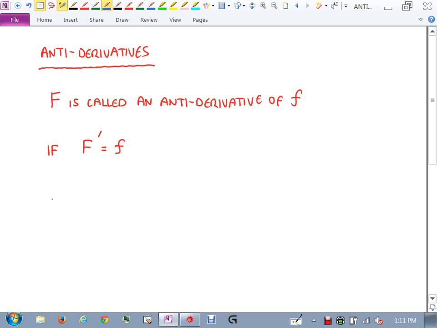As an example, if little f of x is equal to cosine x, then an antiderivative of that, capital F of x, is what? Not negative sine x. That's the derivative of cosine x, not what we're asking for. What do you take the derivative of to get cosine x? Sine x, right? So capital F would be sine x.